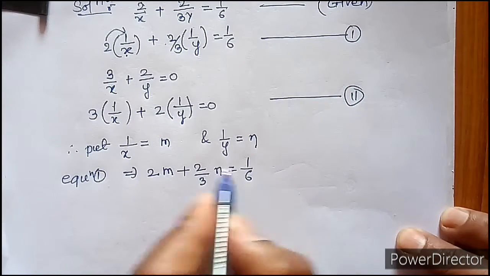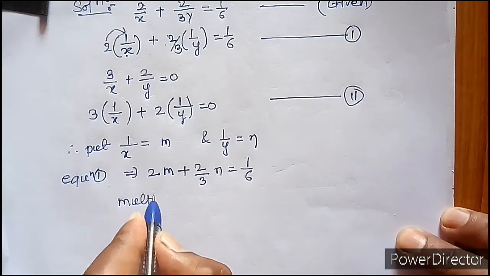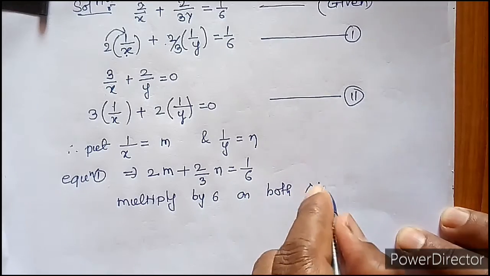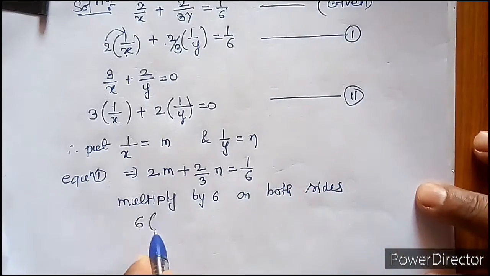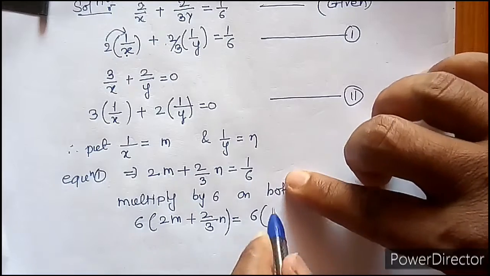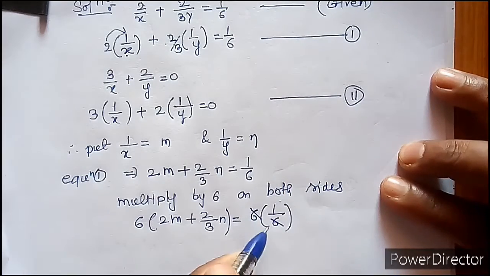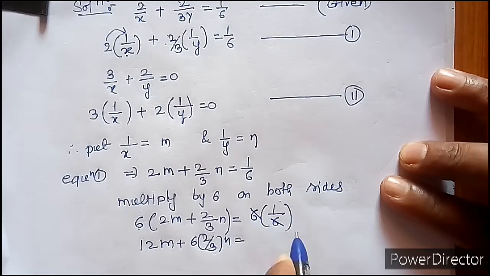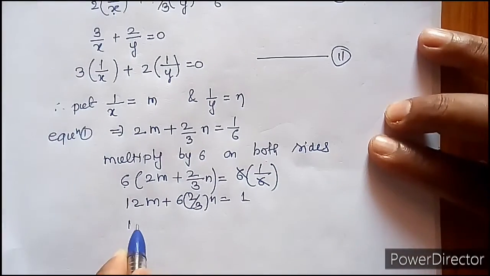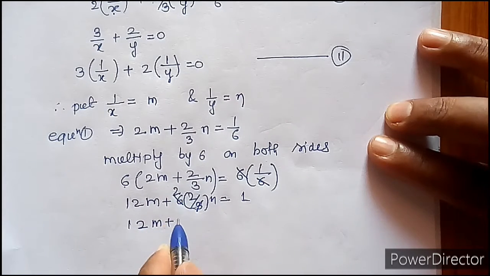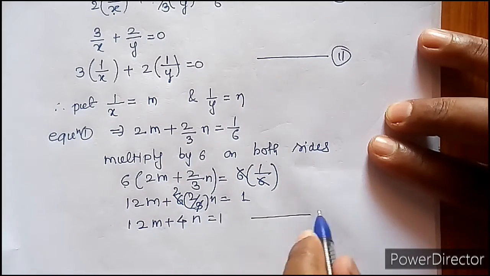LCM of 3 and 6 is 6, therefore multiply by 6 on both sides. Therefore 6 into 2m plus 2 by 3 n equals 6 into 1 by 6. This 6 and 6 will be cancelled because it is in numerator and denominator. Now 6 into 2m, that is 12m, plus 6 into 2 by 3 of n equals, now this is 1. Here what we get is 12m plus 3 and 6 is cancelled, 2 into 2, that is 4n equals 1. This is equation number 3.